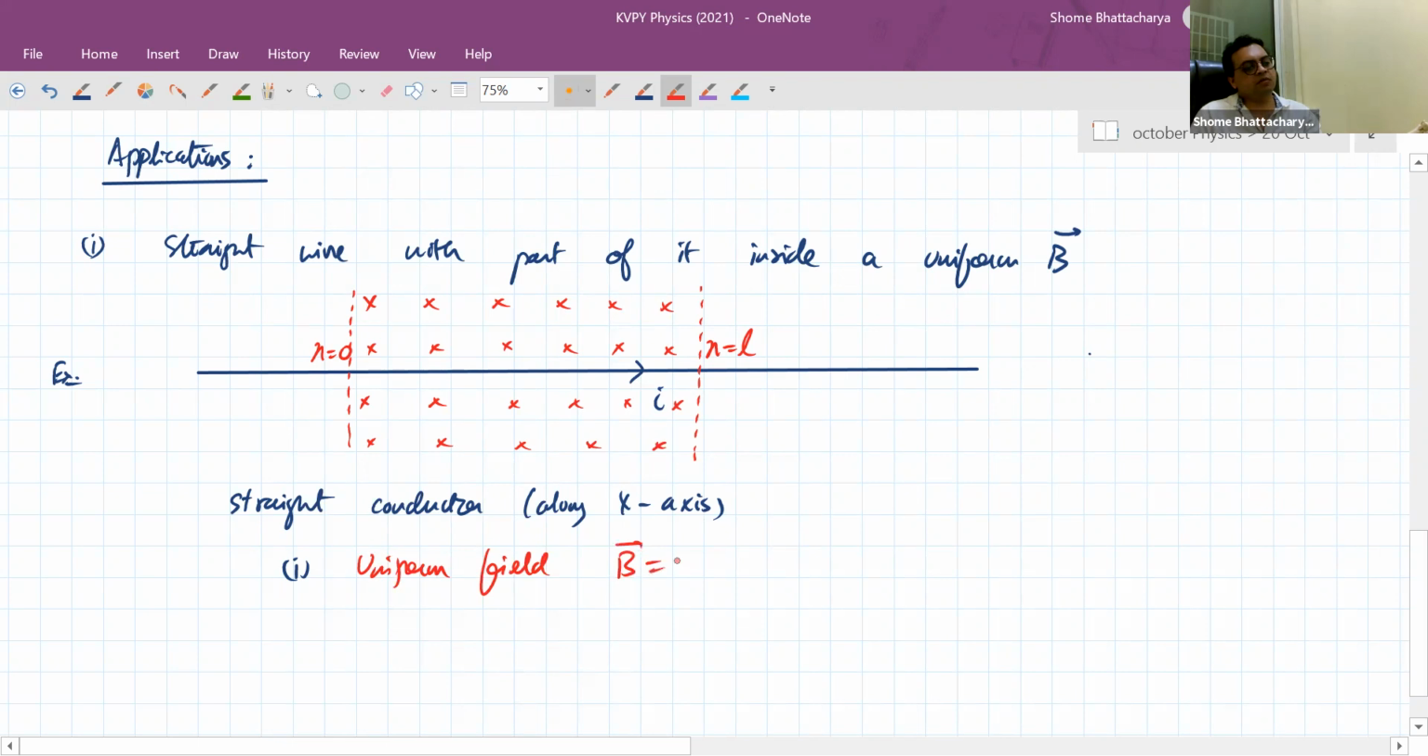Now that is, let's say, minus B naught K cap, because we are taking a system of XY axis like this. This is our Y axis, this is our X axis. So Z axis is coming out of the plane. Okay. So there's a uniform field.